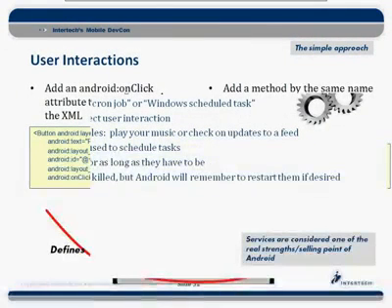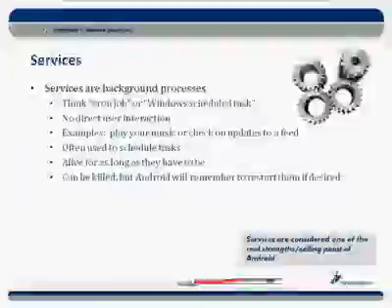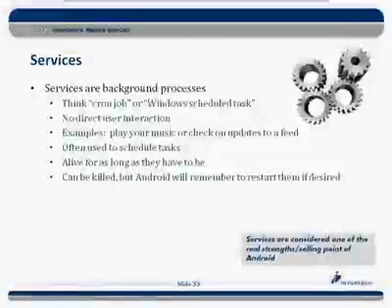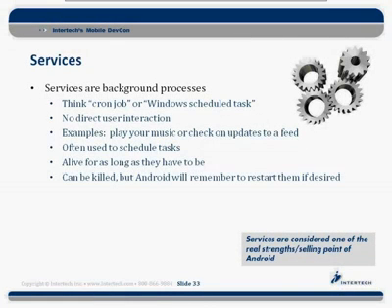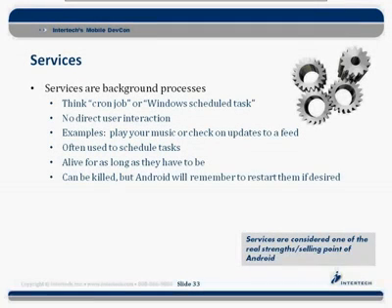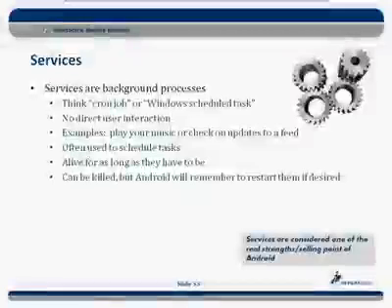Once we've gone past the UI, services are typically running in most Android applications. What are services? Background processes. A cron job, a scheduled task. No interfaces on these. No UI, or at least no direct UI. They can communicate back out to the UI, but these are strictly processes. You want to play music. You want to update something based on a feed. You usually do that through a service.